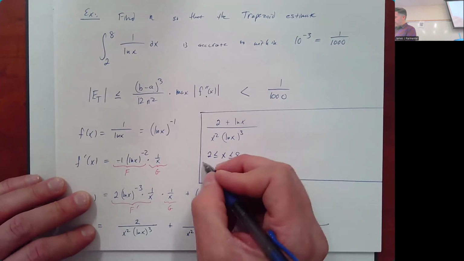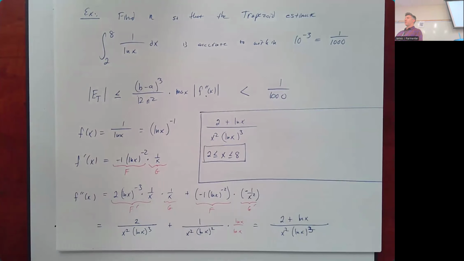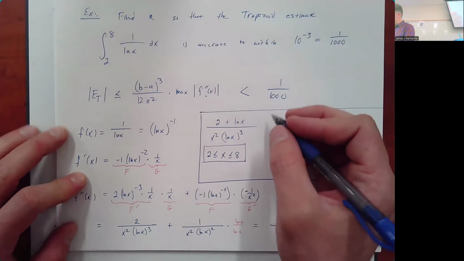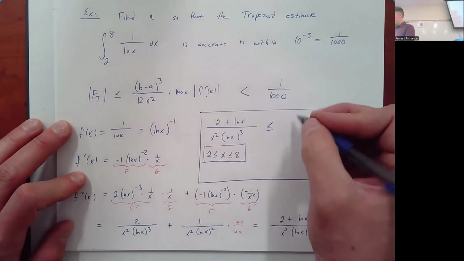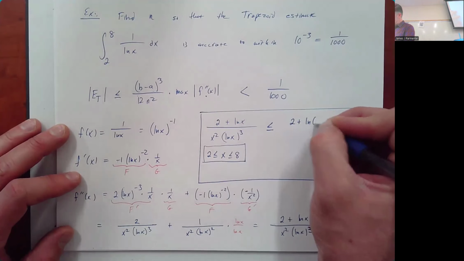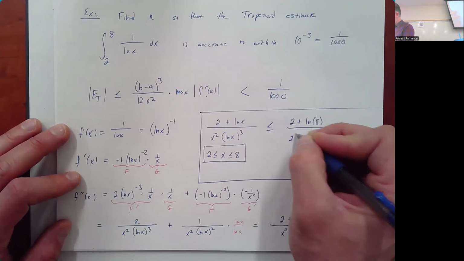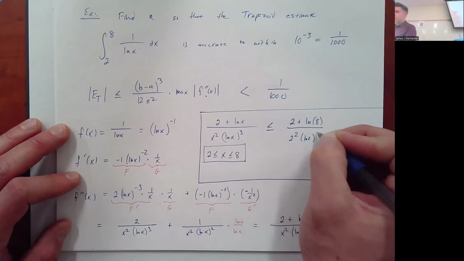The general idea is that you pick whatever values of x you want to make each part as big as possible, to make the whole thing as big as possible. And in a fraction, that means making the numerator as large as possible and making the denominator as small as possible. So we're going to say that this for sure is going to be less than or equal to: pick the largest value of x for the numerator, so 8. Pick the smallest value of x for the denominator, so 2 squared times the natural log of 2 cubed.